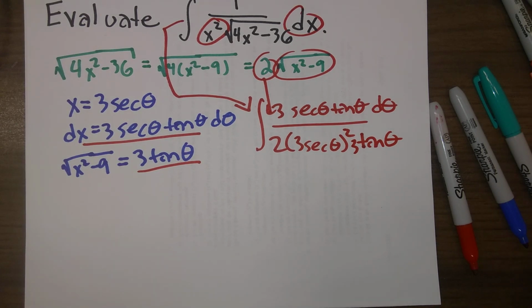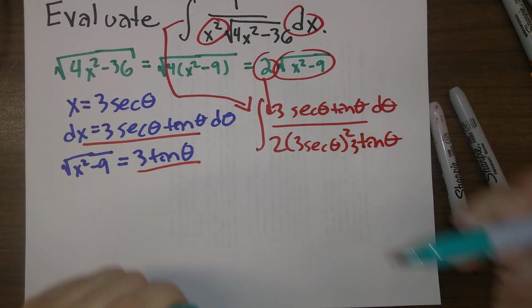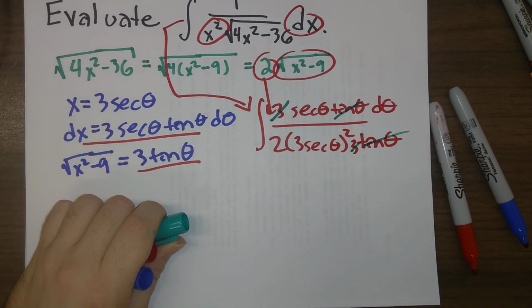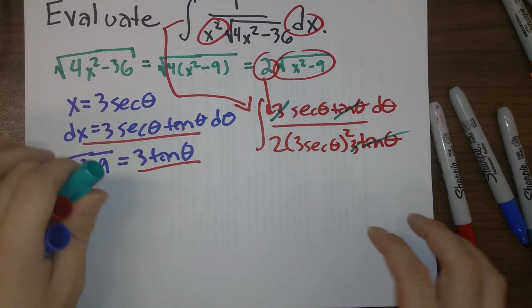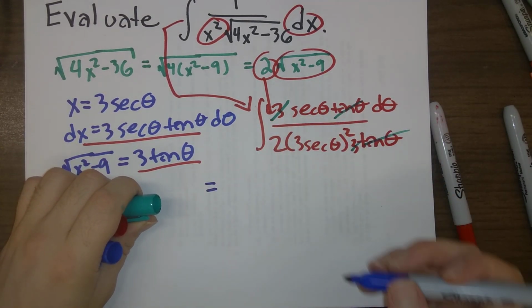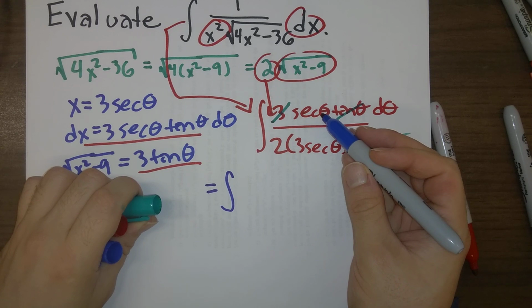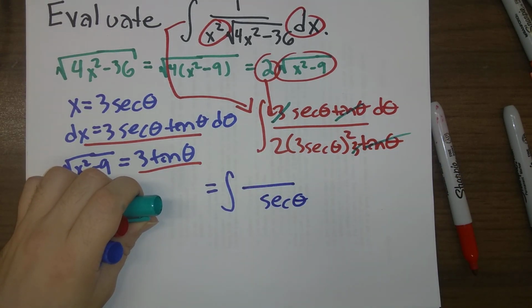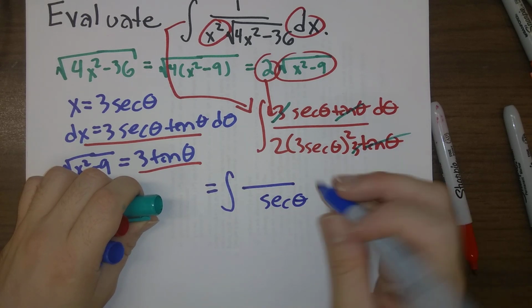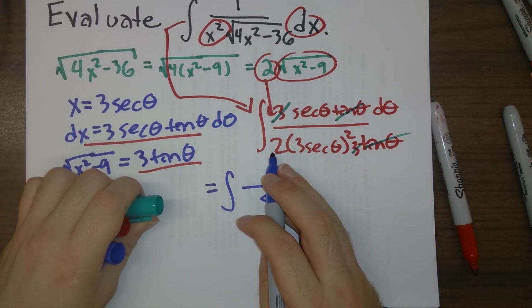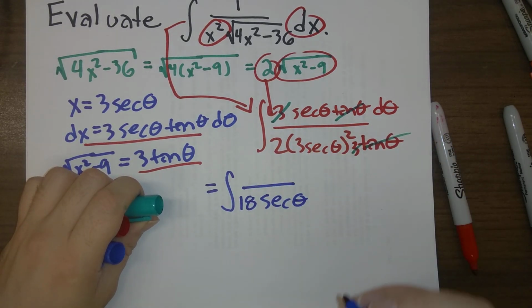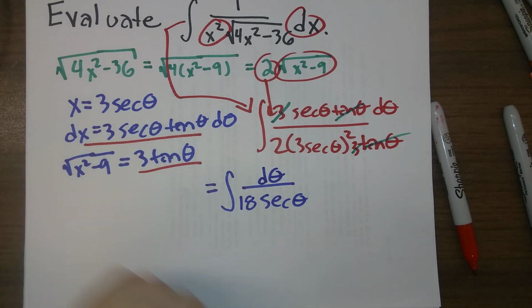What cancellations? We should be looking for cancellations right now. So 3 and 3 cancel. Tangent theta and tangent theta cancel. We'll have, let's see, 1 factor of secant theta upstairs, 2 downstairs, so that's a secant theta factor downstairs. We have a 2 downstairs, and we also have 2 copies of 3, so that's an 18 downstairs. And so here is our integral that we're left with.